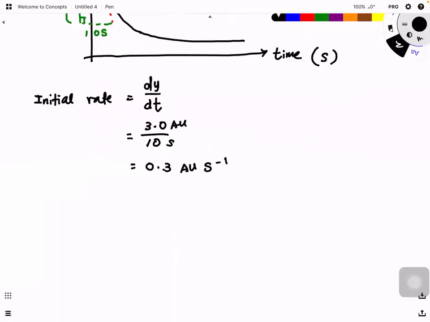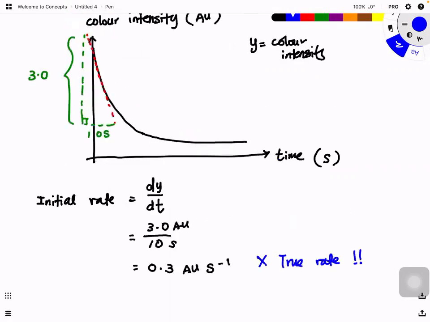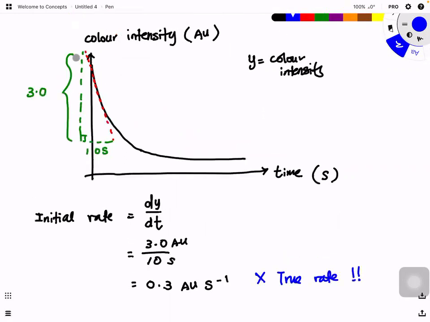Now, what will happen here is this is not a true rate. Why is it not a true rate? Because what you measure here is the color intensity, how fast the color intensity changes. Correct or not? Every second, 0.3 units. But is it a true rate? It's not a true rate, because the true rate should be how fast the starch disappears. Are you clear? You get what I mean here or not?